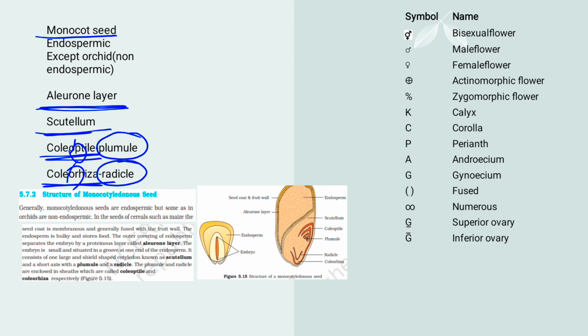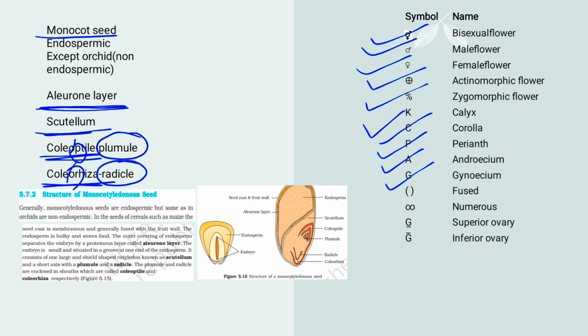For semi-technical description, this is a bisexual flower, male flower, female flower. Actinomorphic means radial. Zygomorphic means bilateral. K for calyx, C for corolla, P for perianth, A for androecium, G for gynoecium. Bracket indicates they are fused. Infinity means more than 10.